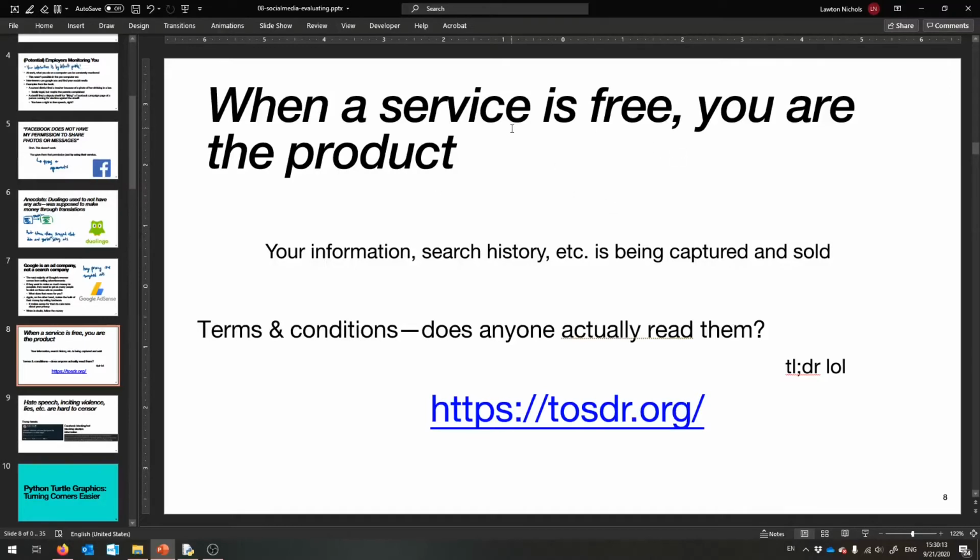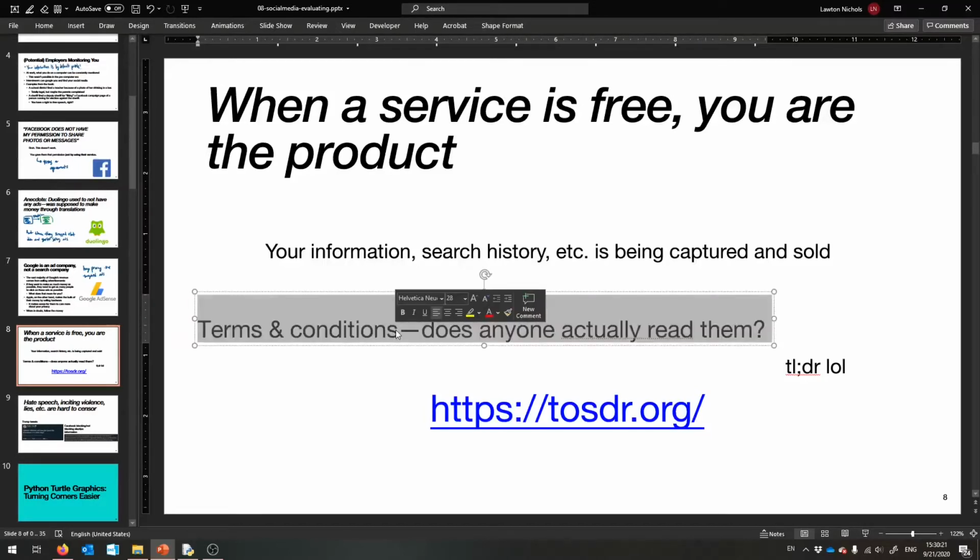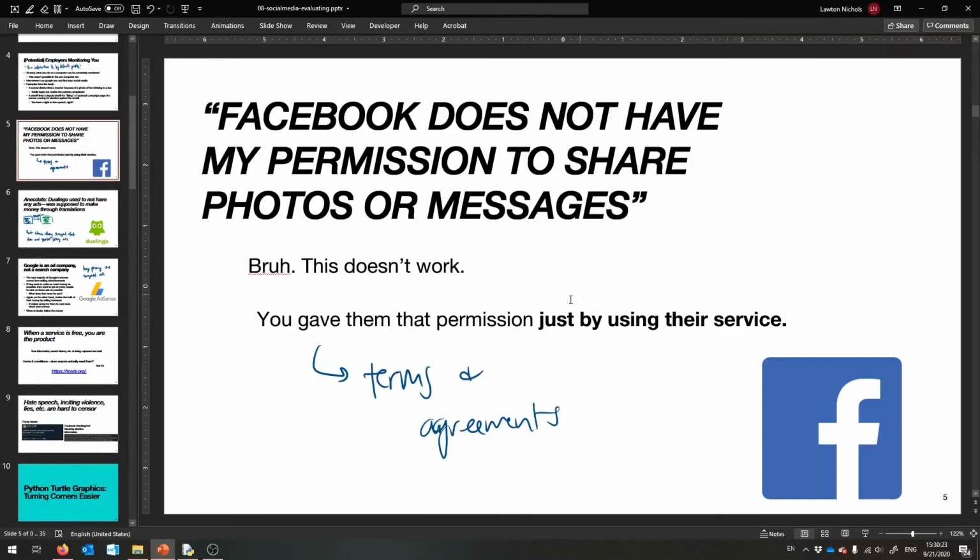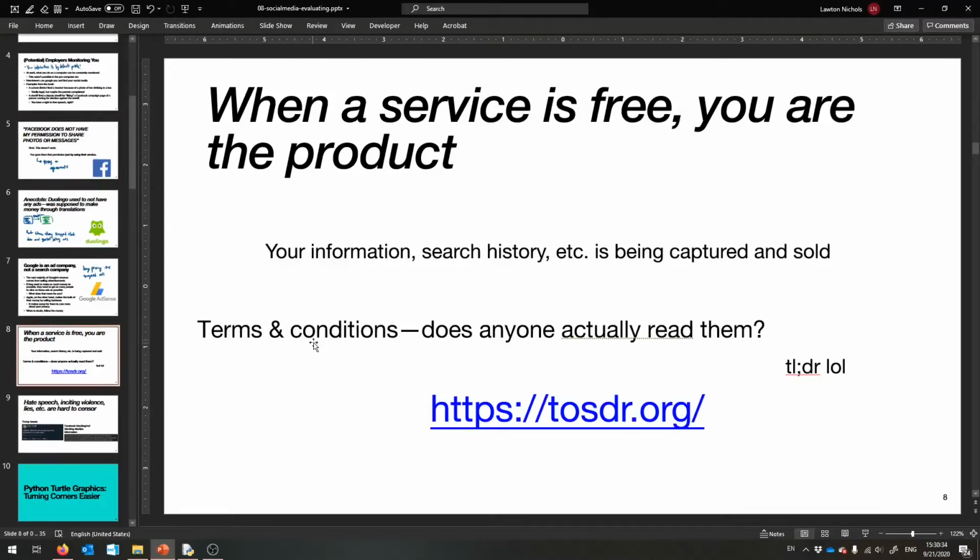So when a service is free, you're the product, and that brings us into terms and conditions, those things that nobody ever reads, right? You're agreeing to be their pawn, like you're agreeing to have them take all of your information. That is part of these terms and agreements that you're agreeing to. So, terms and conditions, I guess. Dun dun dun.